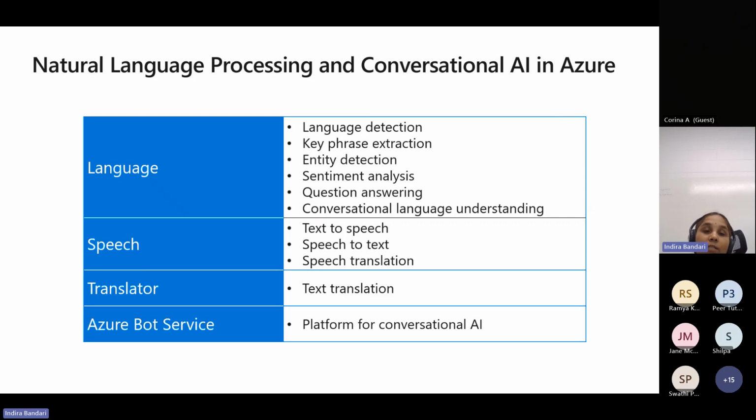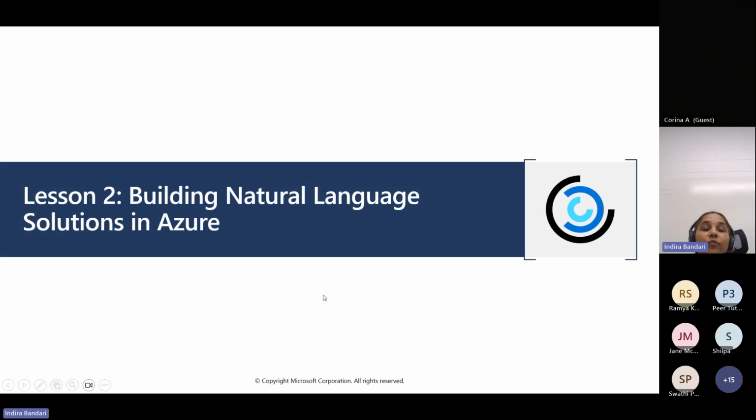And using the translator service, you can do the text translations. So just remember, speech translation is in speech service and text translation is in translator. Sometimes you might get confused. And Azure bot service is the platform for conversational AI. Okay. So using this platform, you can create a chatbot. So that's the language processing and conversational AI in Azure.